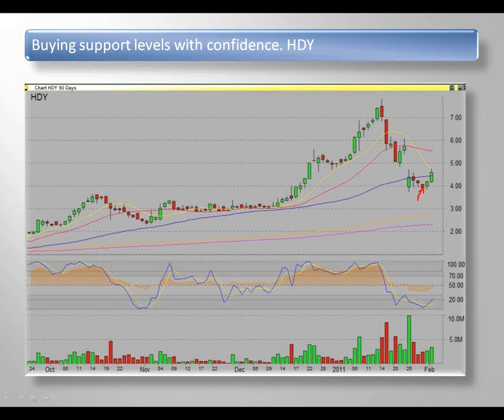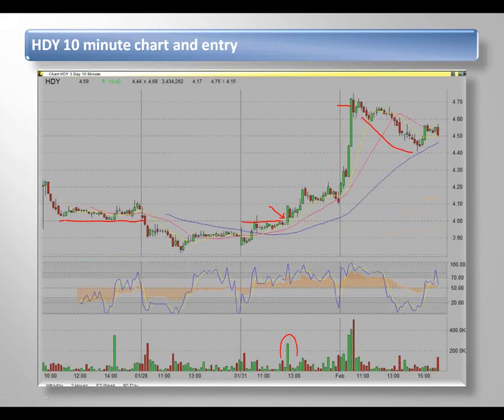And I'm going to go back to the intraday here, and I'm going to show you what it looks like on the intraday. Here's that $4 level, and you can see it tried to sell off, and just couldn't. Came back and got back above and came back to that $4 level. And again, this was that second test of $4.